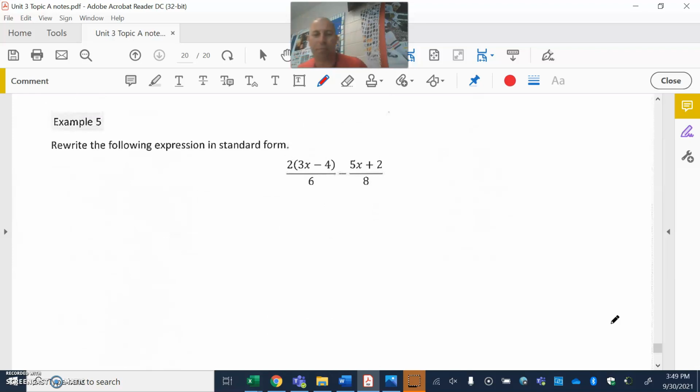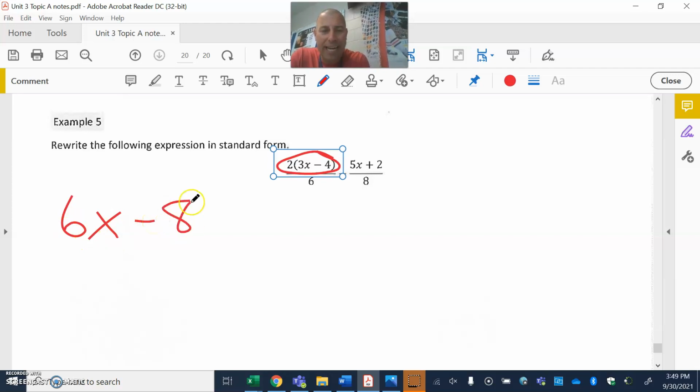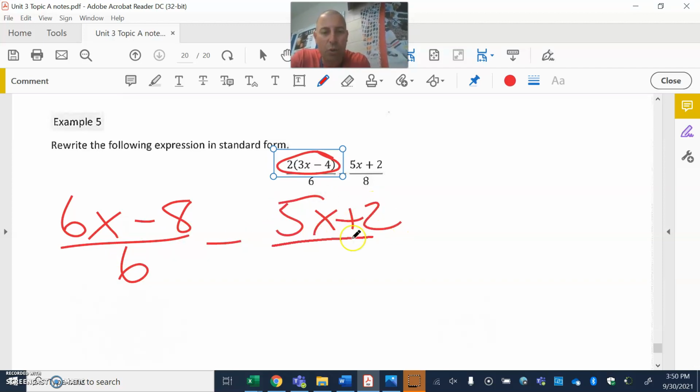Example number 5. So the first thing I'm going to do is clean something up first. I notice here that I can go ahead and do my distributive property. So we're just going to clean this up a little bit. So that's a 6x minus an 8. I'm going to multiply that 2 to everyone, all over 6, minus the 5x plus 2 all over the 8.